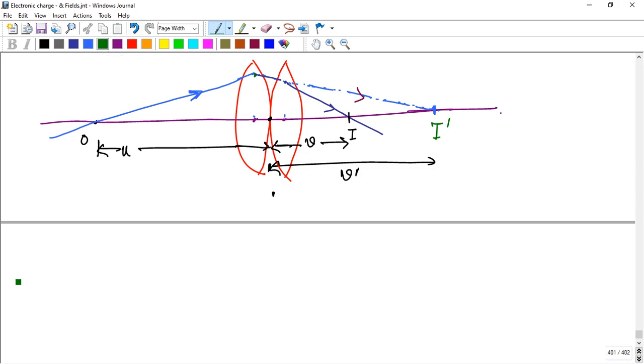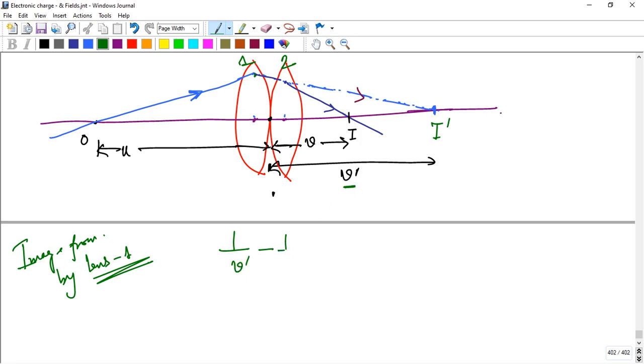For the image from the first lens: 1 by V, meaning V dash, minus 1 by U, is equal to 1 by F1 for the first lens. That is equation number 1.